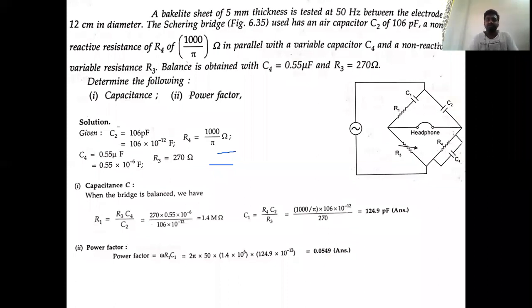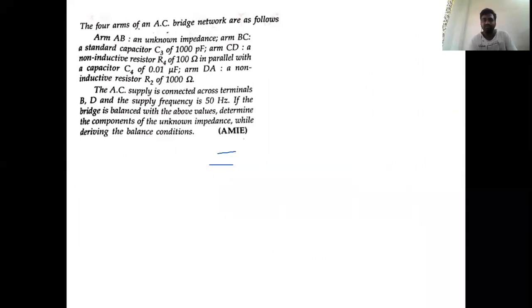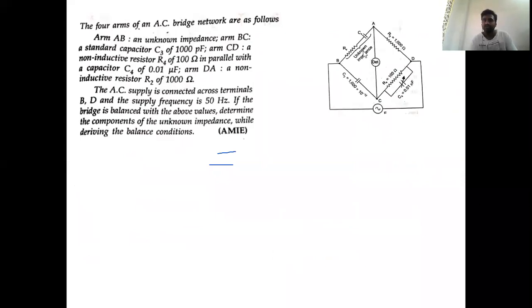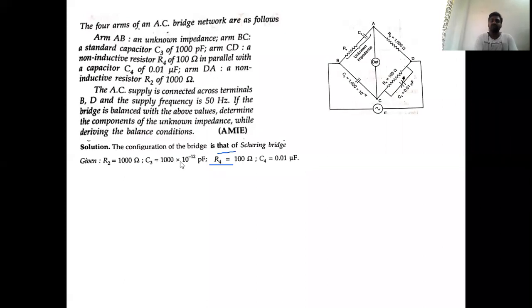A four-arm AC bridge network. If you see the bridge expression, this is the Schering bridge. This is the unknown impedance arm, and R2 is 1000 ohms, and C3 is 0.01 microfarad, and R4 is 100 ohms, and the parallel capacitance C4 is 0.01 microfarad. What do we need to find out? We need to find the values of Rx and Cx, the unknown impedance values, when the bridge is in balanced condition. This is the given data we got.